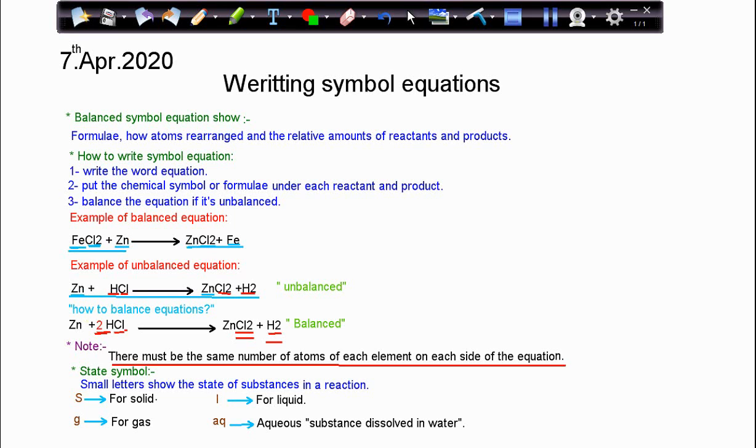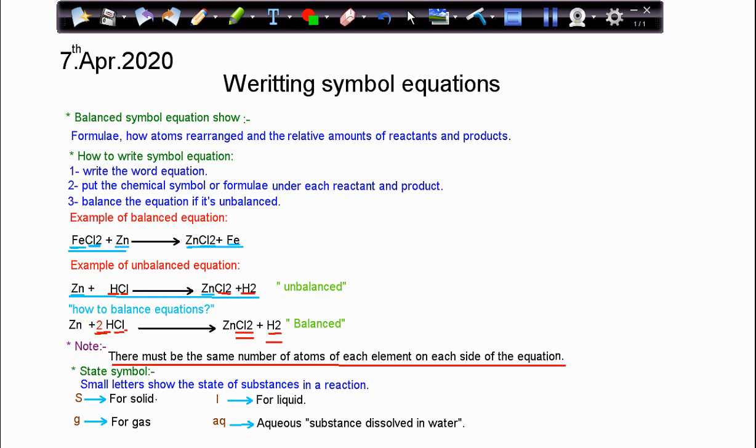Okay, now state symbols. What is a state symbol? If I want to make my reaction more clear, the reactants and the products, and I want to show you whether these reactants are solids or liquids, I have to write small letters next to the symbols.